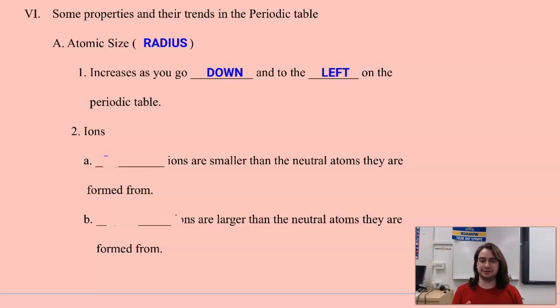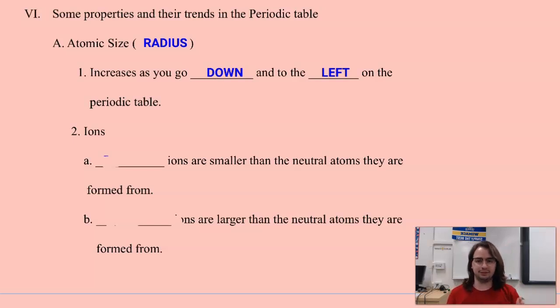Atomic size is also something that is affected by ionization. So whether or not something becomes positively charged or negatively charged. A positive ion is smaller than the neutral atom it forms from, and a negative ion is larger than the neutral atom it forms from.